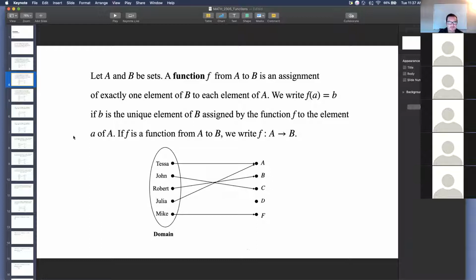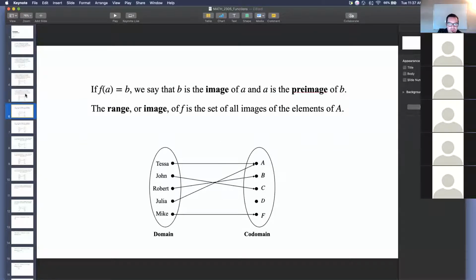Can any of you guess what the set B is called? Anybody? It's the codomain. So it's not the range, it's the codomain. However, if we have a domain set A and a codomain set B, we can look at the image of the set A, and that image is going to be called the range. So here, the image of the set A are the elements A, B, C, and F. That would be called the range of that function f. It's all the possible values in the codomain to which the domain is mapped.